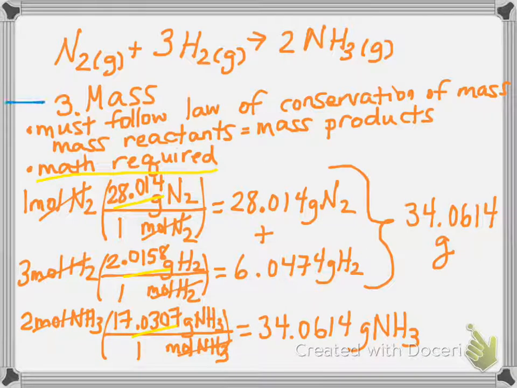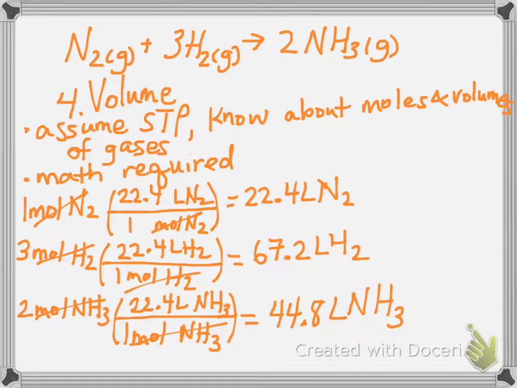We can interpret our balanced chemical equation in terms of mass, in which case we're going to have math required. We're going to use that molar mass conversion factor, and we're going to follow that law of conservation of mass, which is going to show that our mass of our reactants equals our mass of our products. And lastly, we can interpret our chemical equation in terms of volume. We're going to assume we have STP, and again, we have math required. This time we're going to use that conversion factor of molar volume to figure out our volumes of our gases.